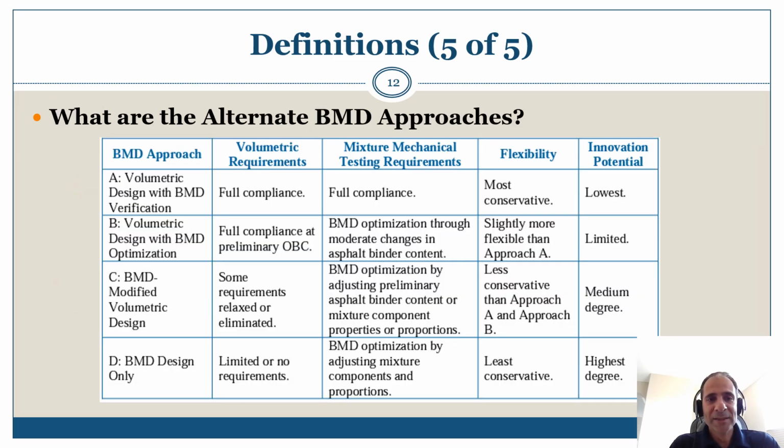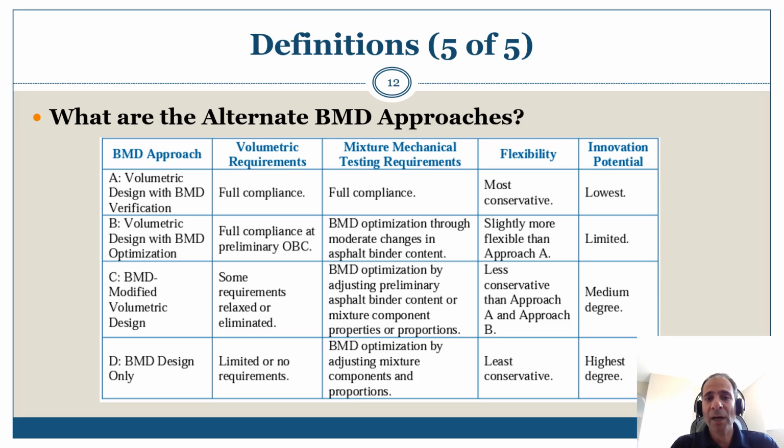Within the balanced mix design framework, there are 4 primary approaches, A through D, for the mix design. The differences between the approaches are really highlighted in the presented table in terms of volumetric requirements, mixture mechanical testing requirements, the flexibility of the approach, and the innovation potential. Approach A is the most conservative with the lowest innovation potential, while approach D is the least conservative with the highest degree of innovation potential.